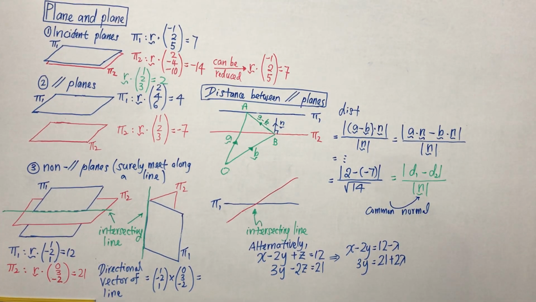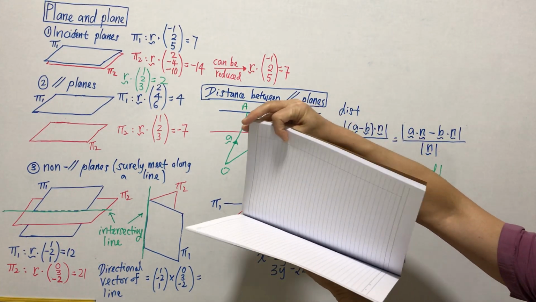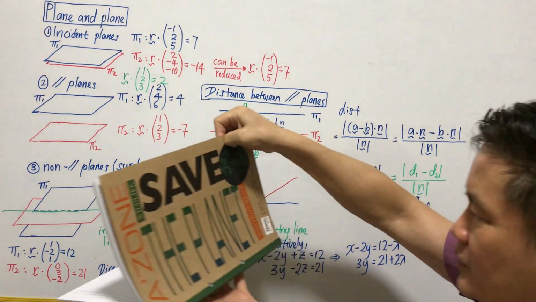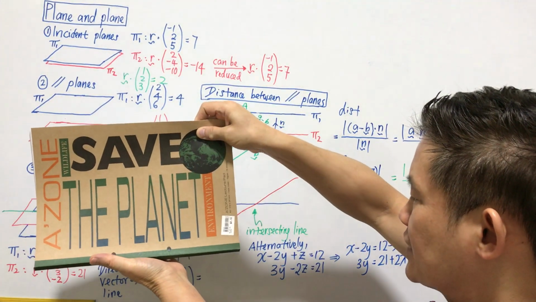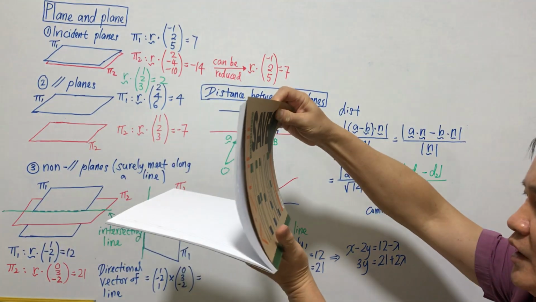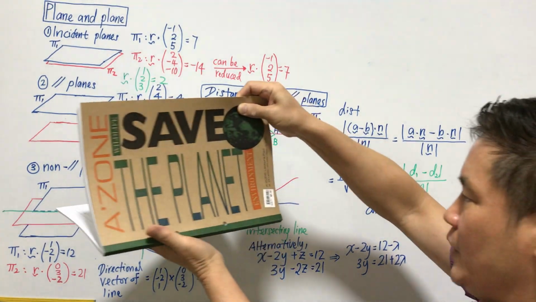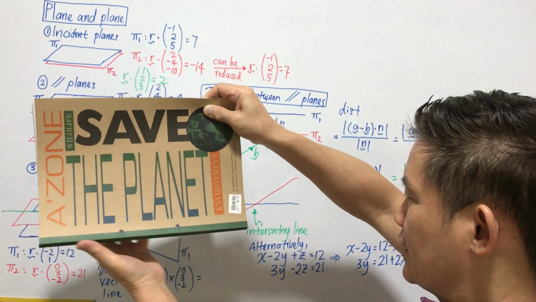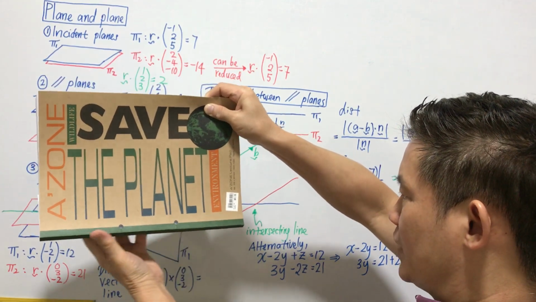Okay, if two planes are non-parallel, they will surely meet along a line. So can you imagine if these are two planes? If these are two planes, they are non-parallel. Two planes which are non-parallel, in this example, will meet along the core of this foolscap paper. You can see, right? This is like the intersecting line between the two planes.